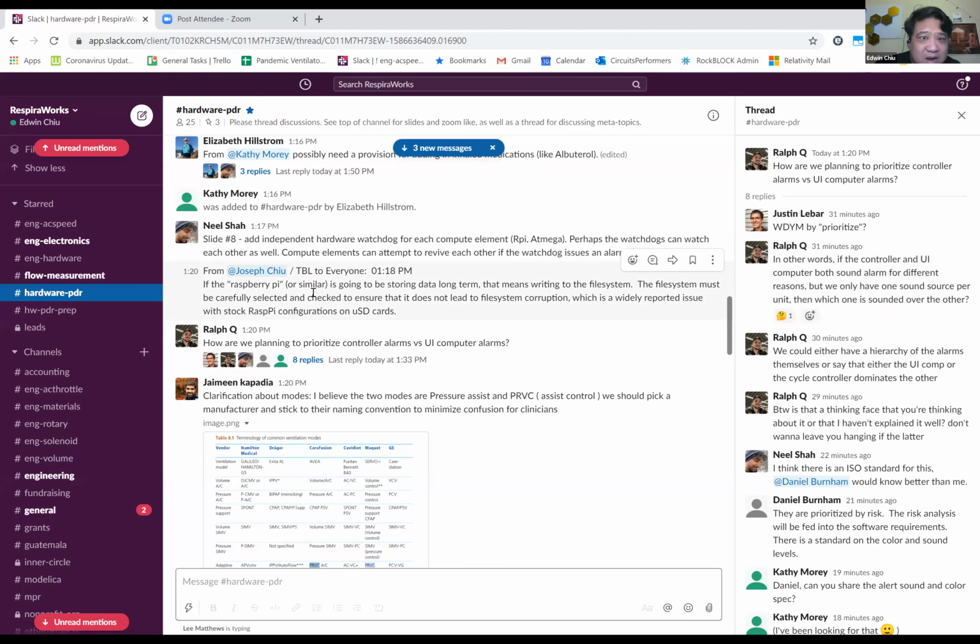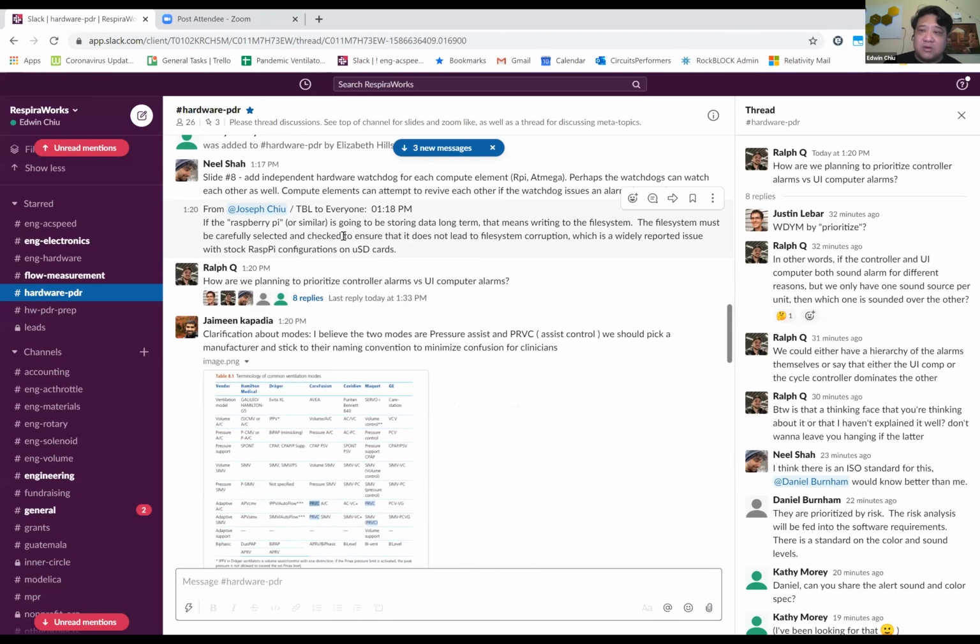And from Joseph, if the Raspberry Pi or similar is going to be storing data long-term, that means writing to the file system. The file system must be carefully selected to ensure that it does not lead to file system corruption, which is a widely reported issue with the stock Raspberry Pi configuration. Yes, that is correct. So we either need to find a way to make sure that it always is closing its file interactions, or to have some sort of graceful shutdown, since powering down a computer with a file system abruptly often doesn't work. So that's a good point. That's something we need to look at.